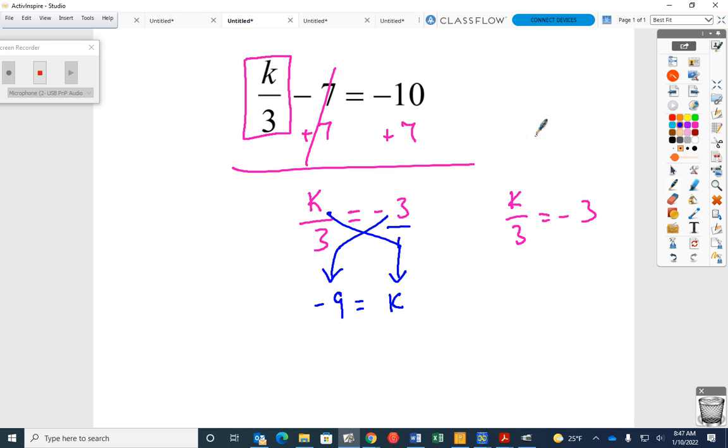Or I can say I need to divide by 3, so I'm going to multiply everything by 3. Those cancel. And negative 3 times 3 would give me what? Did I get the same answer either way? Yes, I did. Okay?